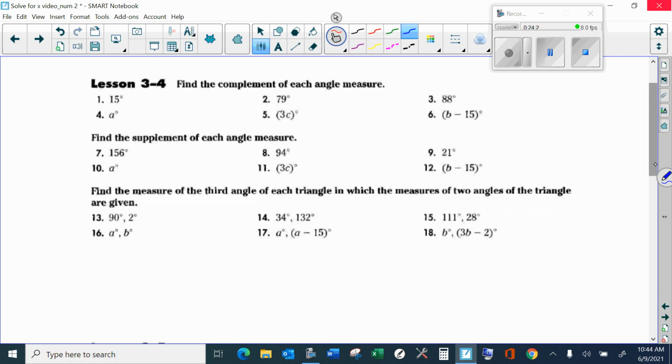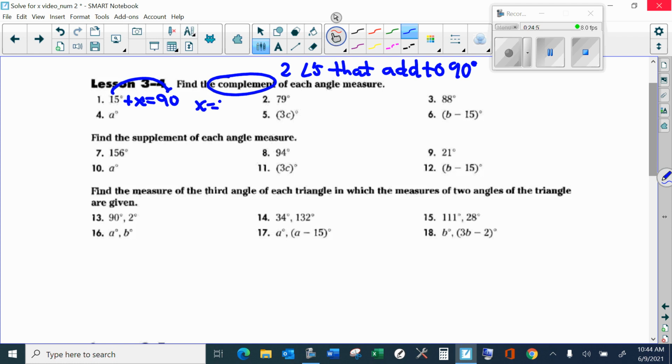Okay, let's come over here. Complement of each angle. Complements are two angles that add to 90 degrees. That's the angle symbol, and an S for plural. You need to know this in geometry anyway, so you're just learning it now if you haven't heard it before. This is right at the very beginning of geometry. So that means 15 plus some variable x equals 90. I just solve it. Subtract the 15 across. x equals 75.